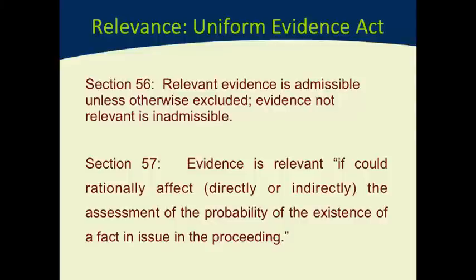The heart of the definition is in section 57. It says that evidence is relevant if it could rationally affect, directly or indirectly, the assessment of the probability of the existence of a fact in issue in the proceeding. So in other words, if the probability that a certain fact is true can be affected by using rational thought after considering the evidence, then that evidence is going to be relevant. That's pretty much the same thing that the common law is saying, only I think that they've expressed it a little bit more carefully and a little bit more effectively in the Uniform Evidence Act.